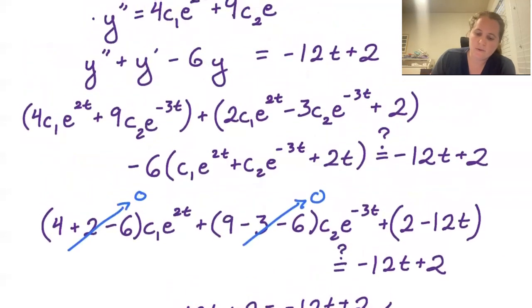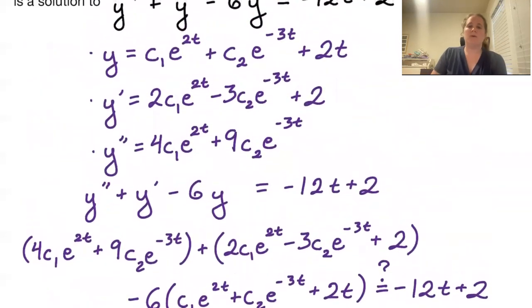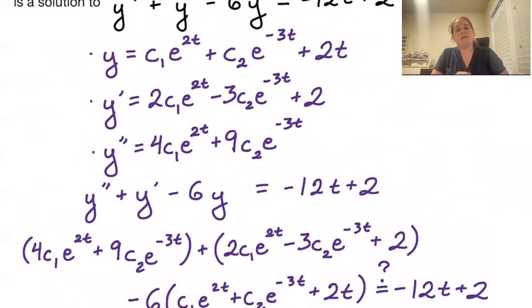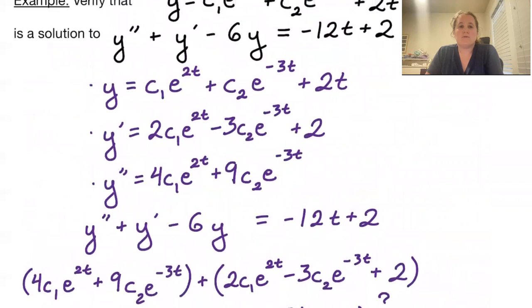This generic form, y equals c1 e to the 2t plus c2 e to the negative 3t plus 2t, is a solution to our original differential equation. So we will be learning how to solve for these types of solutions later on in the course. Right now, we're just verifying that they are solutions.